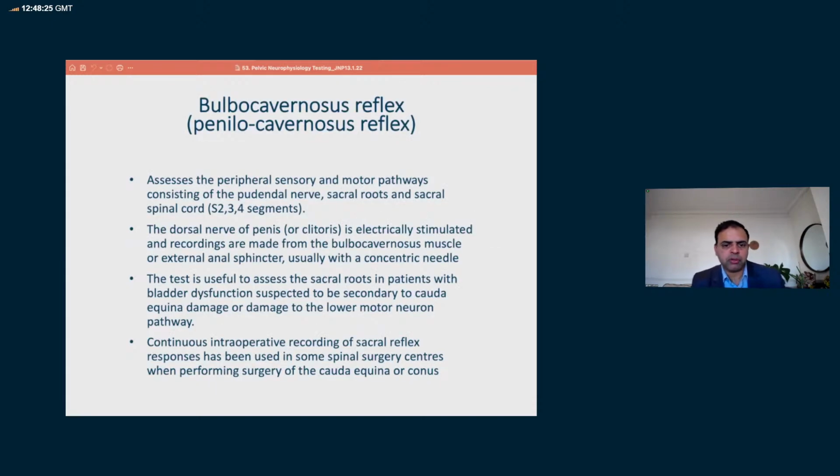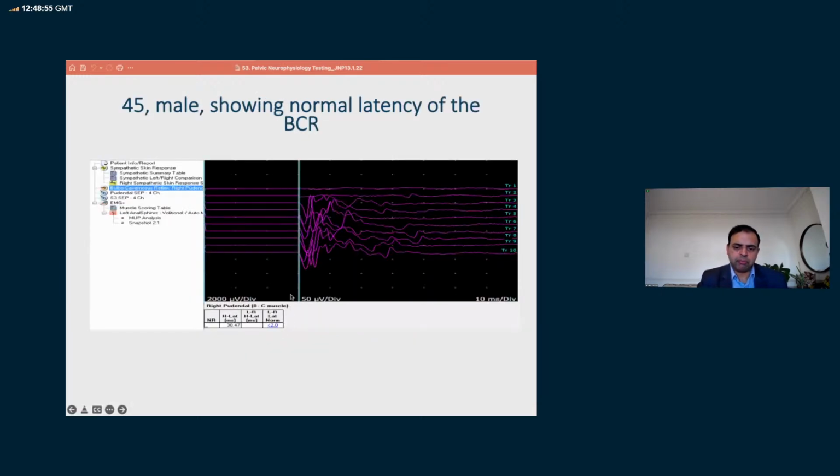I move on to the bulbocavernosus reflex. And as I said earlier, this assesses both the motor and the sensory peripheral pathway, consisting of the pudendal nerve, the sacral roots, and the sacral spinal segments. And one stimulates either the dorsal nerve of penis or the clitoris and records from the bulbocavernosus muscle or possibly the external anal sphincter. And the test assesses the sacral roots in patients with bladder dysfunction, and there is a role in intraoperative monitoring. This is an example of a patient who's had a bulbocavernosus recording.